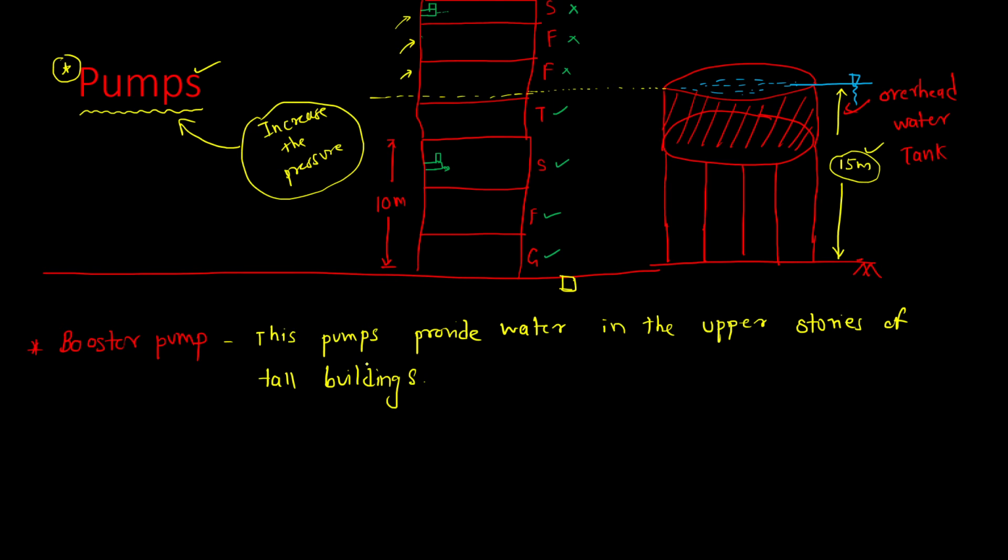So we have seen here up to the third floor the water is available, but after the fourth floor we have to use the pumps. Such kind of pump which are used to increase the pressure in the upper stories or to provide the water in the upper stories, these are called as booster pumps. So in high-rise buildings, these booster pumps are provided after a certain amount of floors so that the water is available to the higher floors or the upper floors.